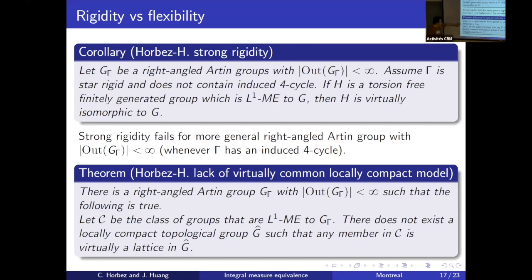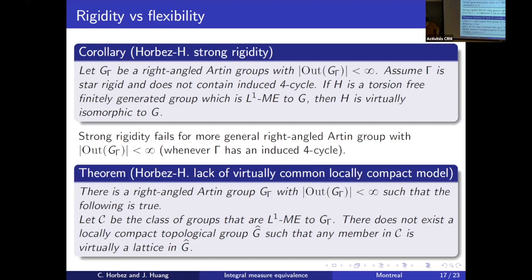Now we also explore the relation with virtual specialness. We know that virtual specialness will obstruct commensurability. So if you have a group which is virtually special and another group which is not virtually special, then they're not commensurable. And here we prove an even stronger result. The group we construct is not virtually special, and they're not only non-commensurable, we cannot even find any locally compact topological group to put them inside. Okay, so these are the statements of the main result.